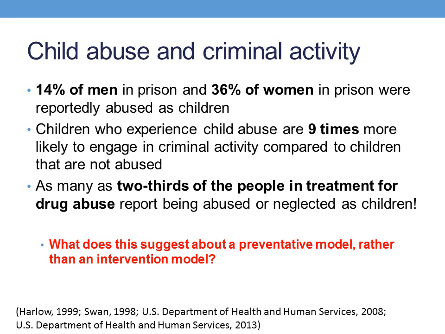So this is another one of those critical thinking issues: child abuse and criminal activity. 14% of men that are in prison and 36% of women say that they were abused as children when asked, when research has been conducted. And then children who experience child abuse are 9 times more likely to engage in some type of criminal activity. And as many as 2/3 of the people in treatment for drug abuse report that they were abused or neglected as children.